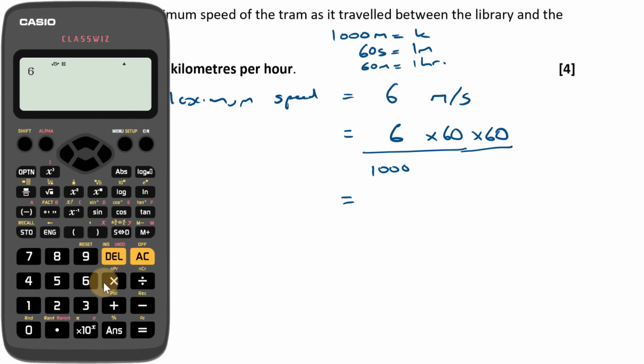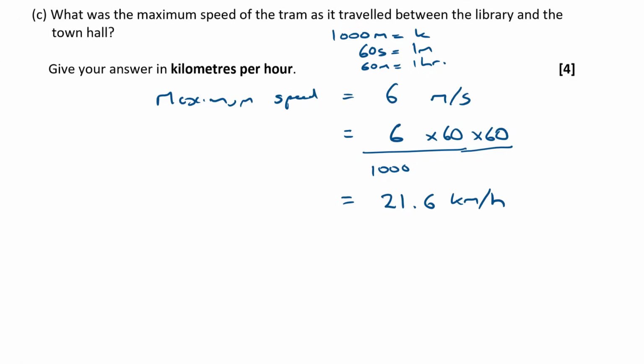So what's that? Reaching for the trusty calculator. 6 times 60 times 60 divided by 1,000. That comes out to be 21.6. 21.6 kilometers per hour. Does that sound reasonable? Yep, it's not super fast, is it? It's probably what you'd expect a bus to be traveling at.